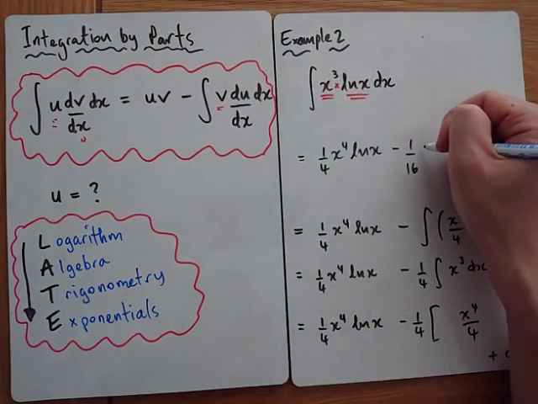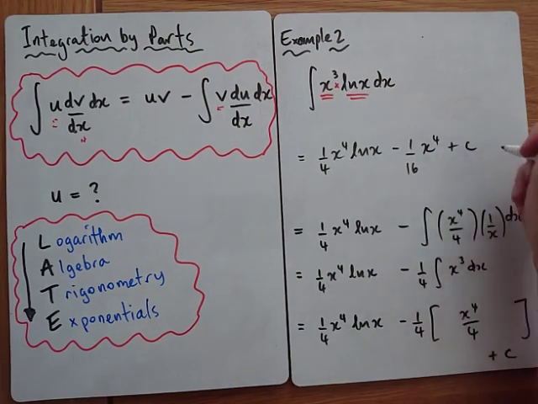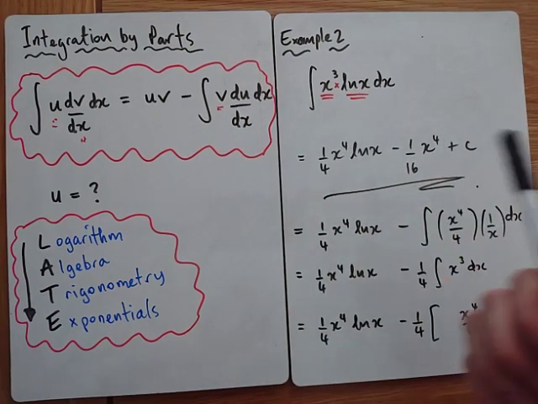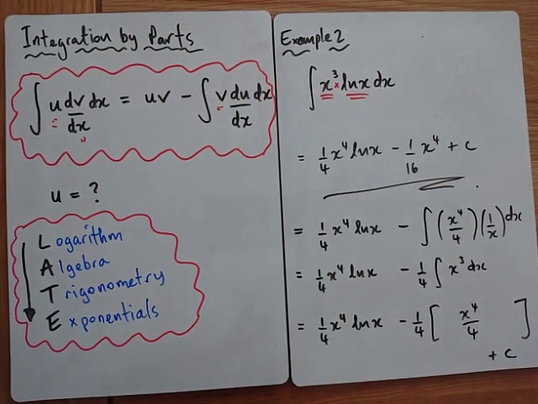A 16th x to the 4. You could obviously take a common factor out, you could take an x to the 4 out of both, you could take a quarter out of both. But for now, let's just leave it like that. Okay.